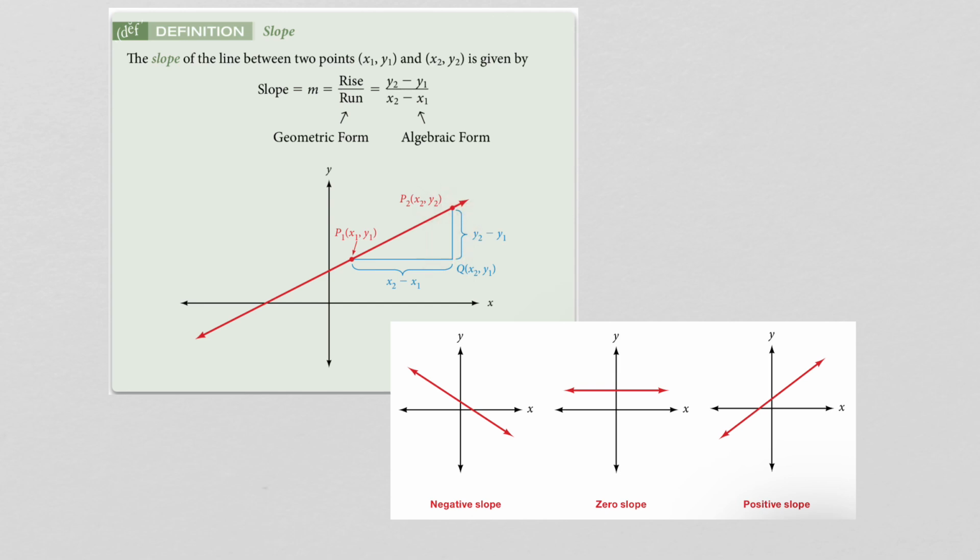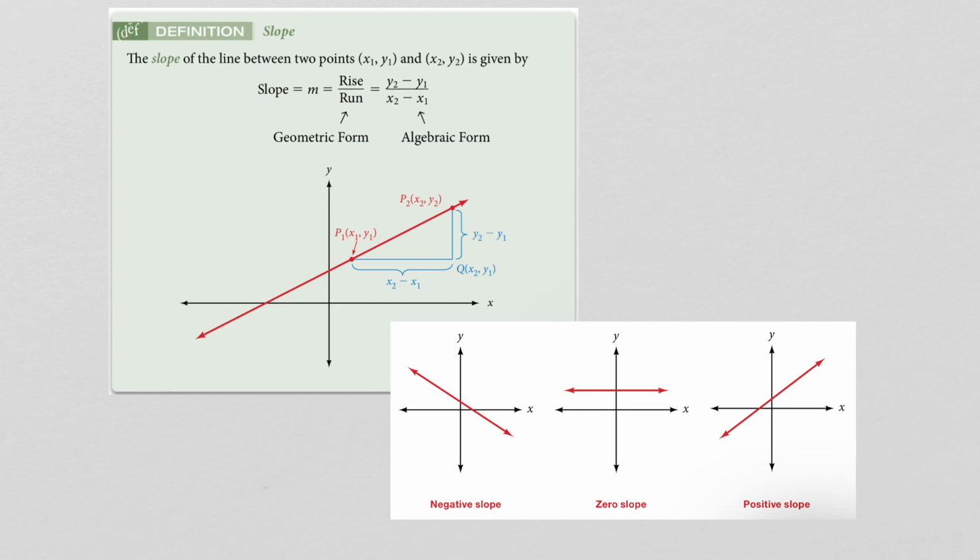This vertical distance can be measured precisely by subtracting the y coordinates, so y2 minus y1, and that is what we call the rise. And the horizontal distance can be measured precisely by subtracting the x coordinates, x2 minus x1, and that's what we refer to as the run. So the algebraic formula is y2 minus y1 divided by x2 minus x1, but intuitively speaking, the slope is simply the rise compared to the run.